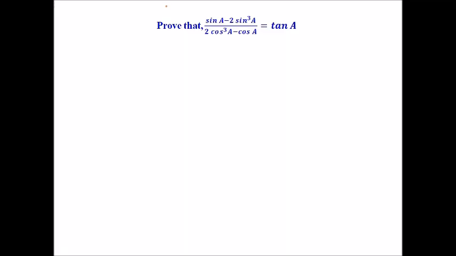Here the question is, prove that (sin A minus 2 sin cube A) whole divided by (2 cos cube A minus cos A) is equal to tan A. Solve the LHS first. Sin A minus 2 sin cube A divided by 2 cos cube A minus cos A.